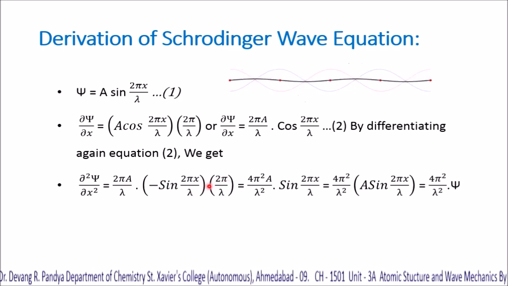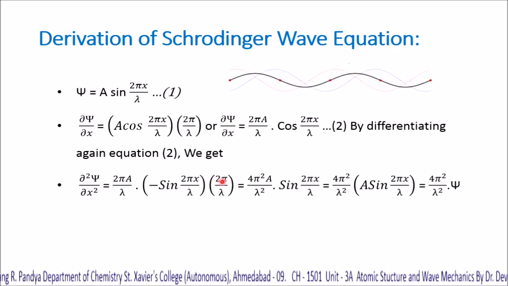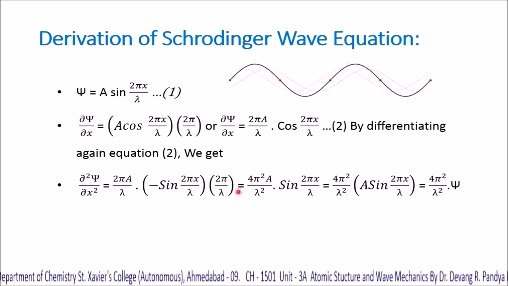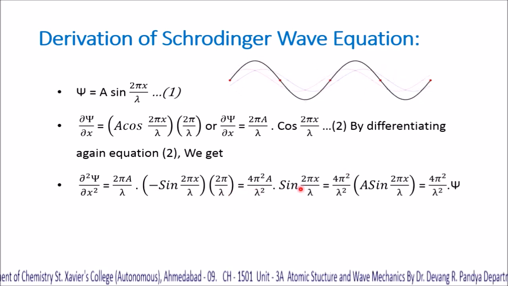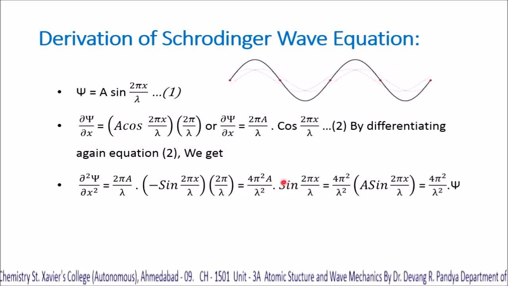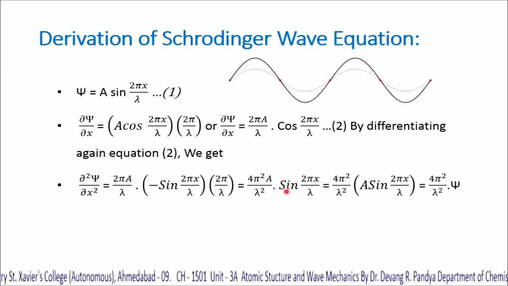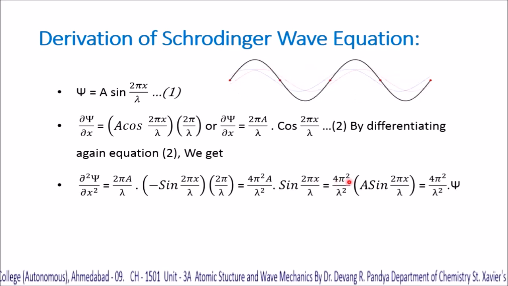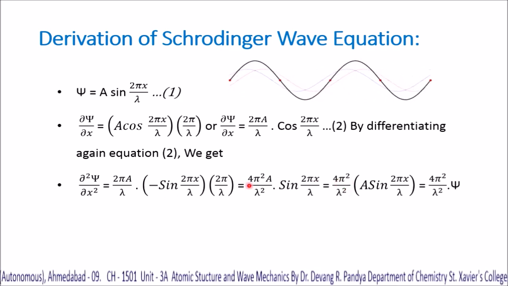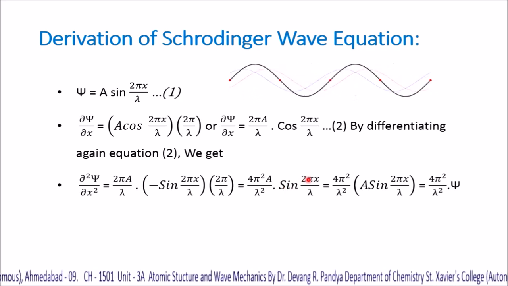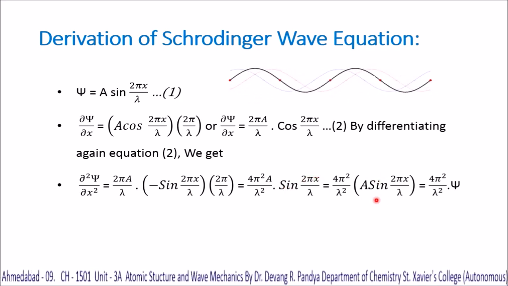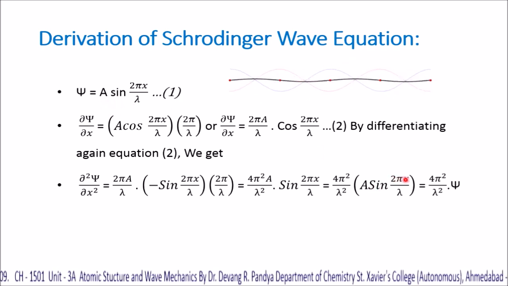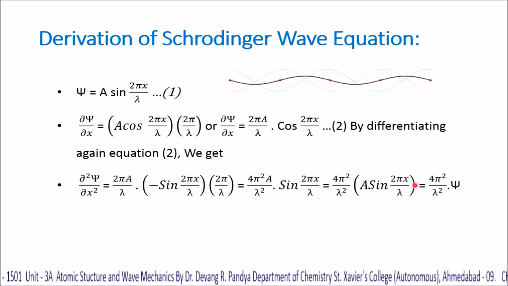When we multiply 2π and 2π, it gives us 4π² a by λ into λ, that is λ², into minus sin(2πx/λ). The minus is missing over here, you need to keep it in mind. So d²ψ/dx² = −4π²/λ² times a sin(2πx/λ). Now we keep a and sin(2πx/λ) together, and this is like a wave function. So instead of a sin(2πx/λ), we can put the value of ψ over here.